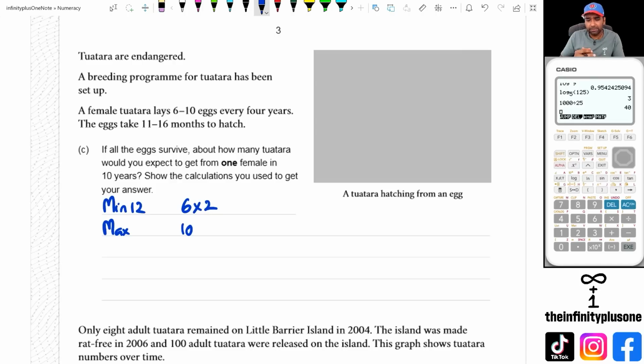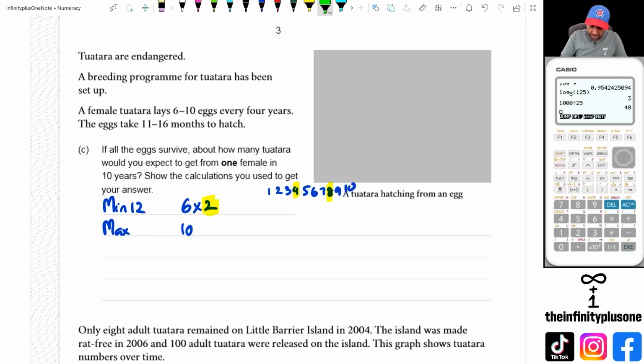So it's about trying to figure out how many times she lays those eggs over a 10-year period. Now, if you think about the minimum version, I'm going to go back to the minimum just to help you out here. So you could have the first year, the second year, the third year, the fourth, fifth, sixth, seventh, eighth, ninth, and 10th. Now, if it's every 4 years, let's say in the 4th year and 8th year, she lays the eggs, and that's why we multiply it by 2.